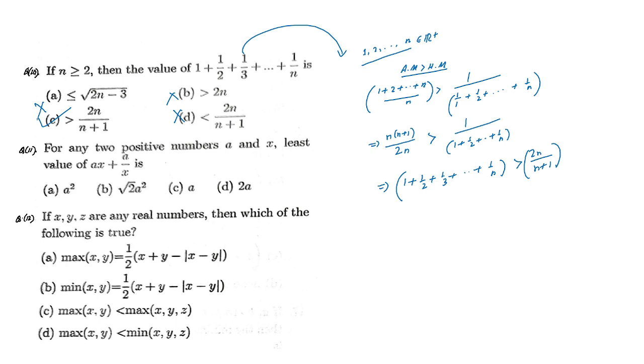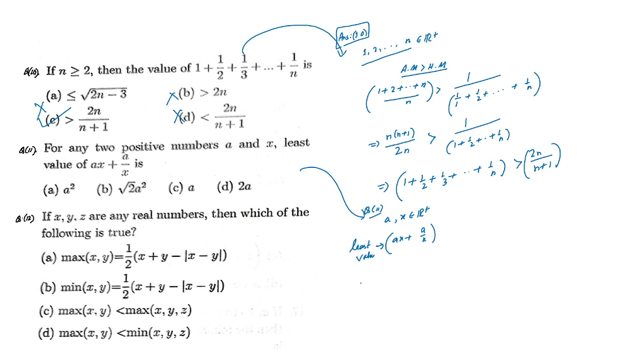Now we will come to the next problem. The next problem is: you are given two positive real numbers, x and a, and you need to find the least value of x plus a by x. This is question 11.